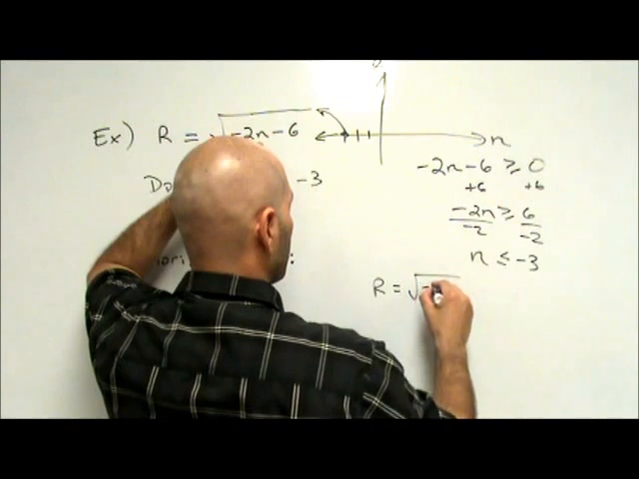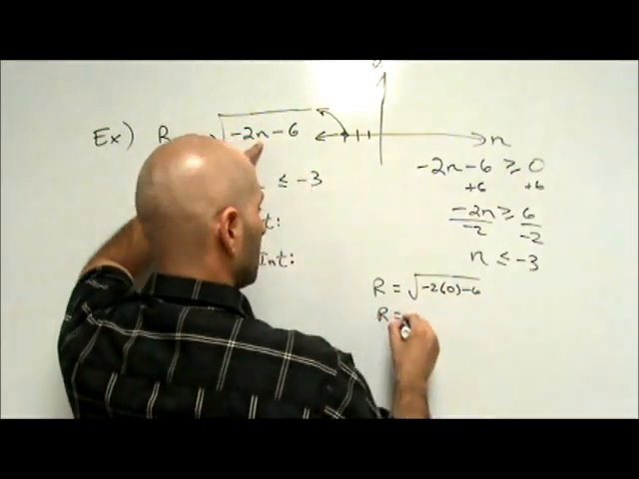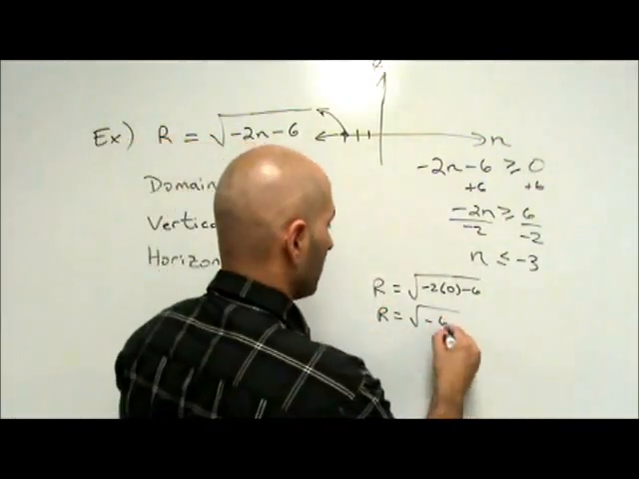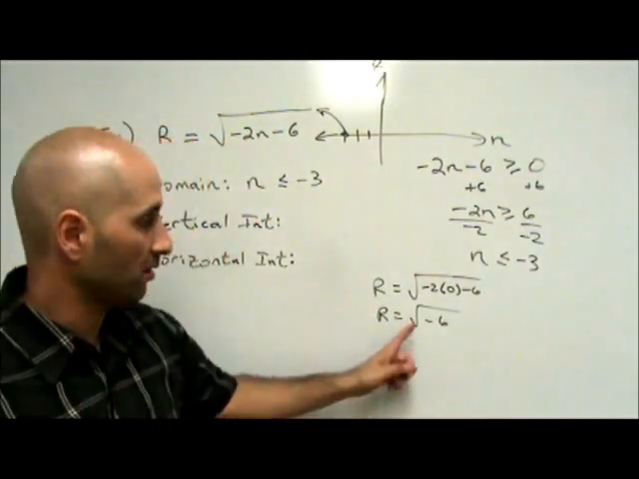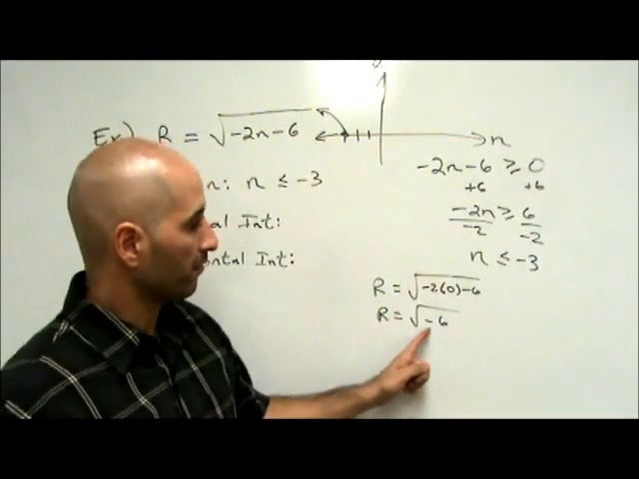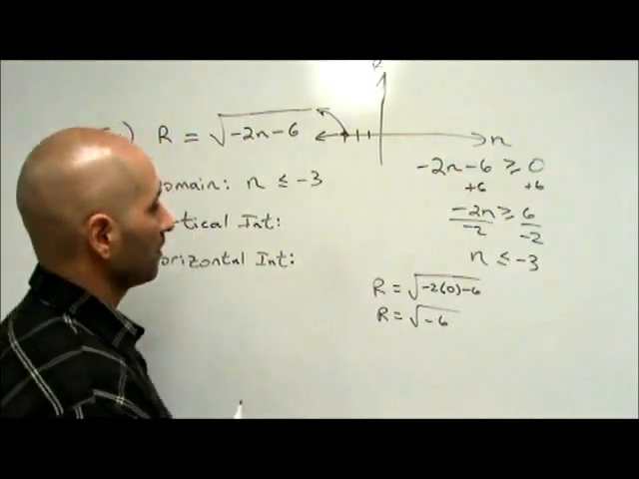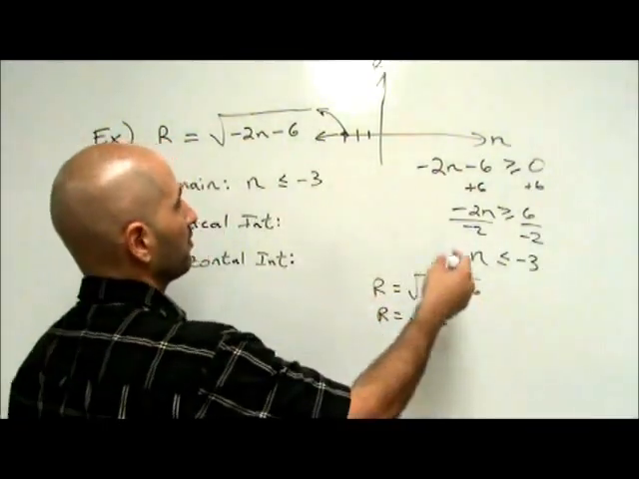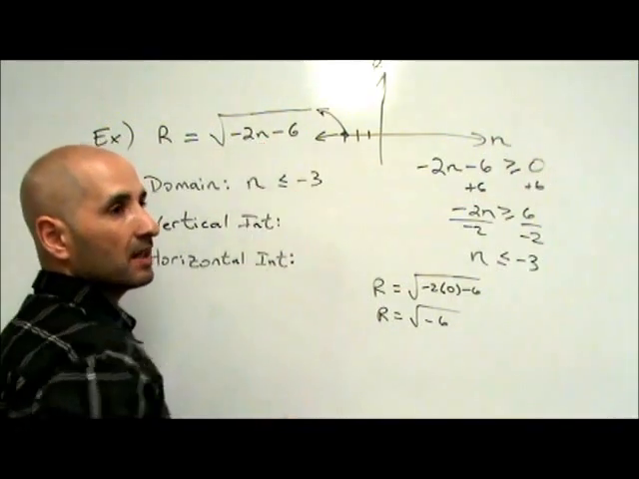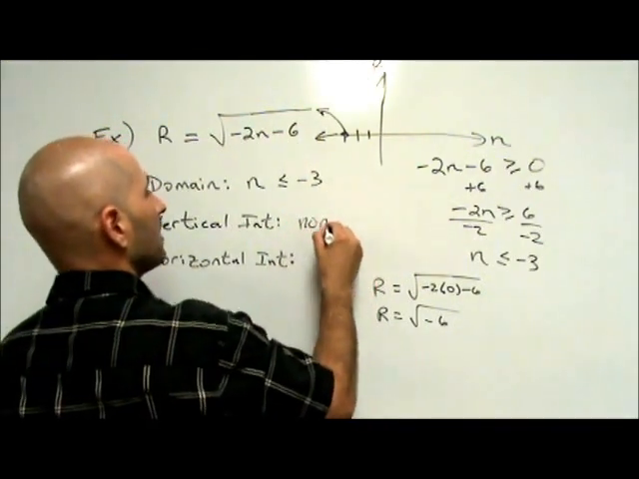Doing that, we'd get this. So we get r is equal to the square root of 0 minus 6, or negative 6, the square root of negative 6. The square root of negative 6 is not a real number, it's an imaginary number. So there is no value along here, right? This is an imaginary number. So that's some proof that when you replace your input variable with 0, you're going to get an output that's not a real number, so it doesn't cross that real axis there. So we'll say none.